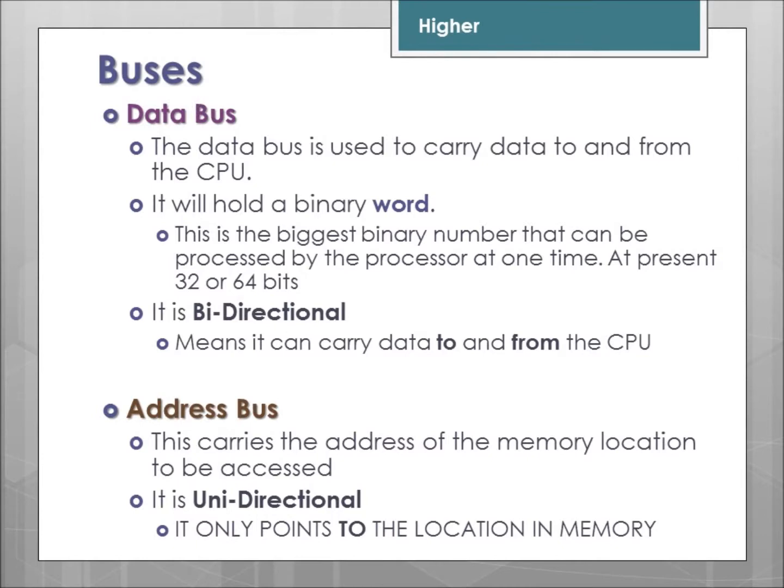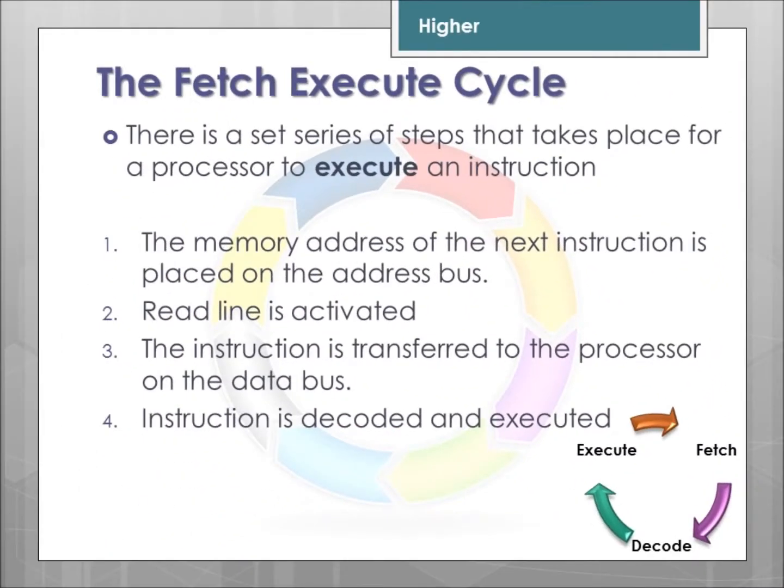What you need to know about the data bus is that it is used to carry data to and from the processor. It will hold a binary word, the word being the biggest binary number that the machine can deal with at one time, presently between 32 and 64 bits. Now it is bidirectional. This means it can carry data to the CPU and from the CPU, which leads nicely onto the address bus. The address bus is unidirectional. You have to remember that the address bus only ever points to the location in memory. It doesn't point the other way, it just points in one direction.